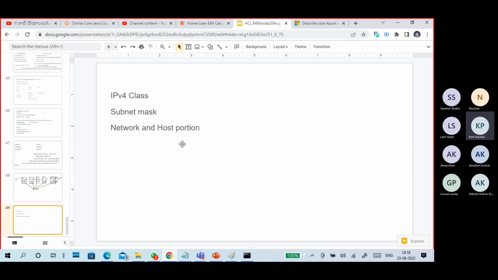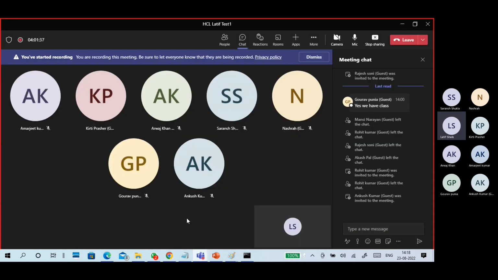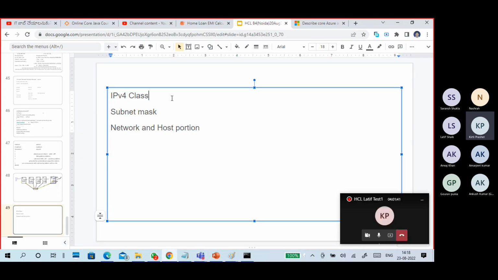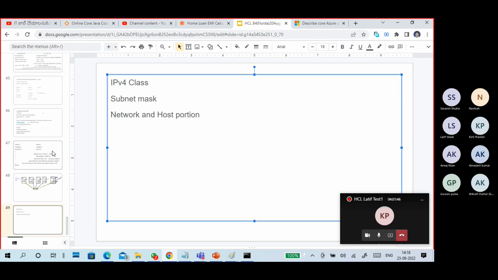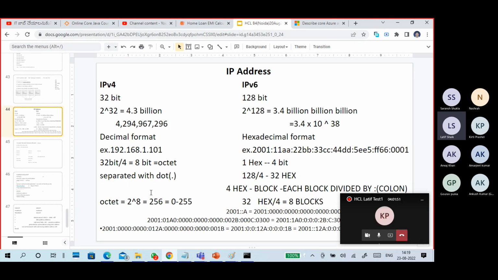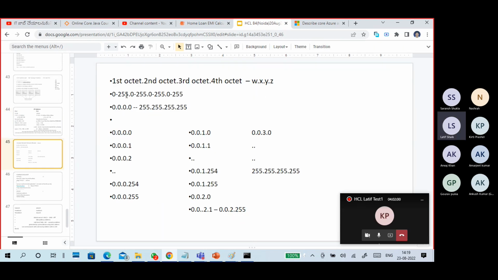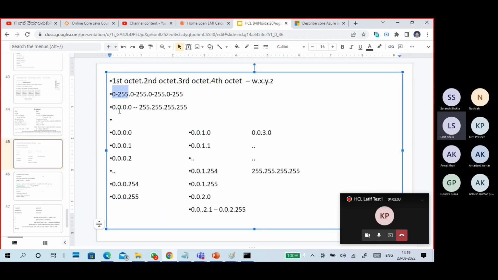What happened? Range, as in the octet, 2 raised to power 8. That is 256, meaning 0 to 255. The octet range is 2 to the power of 8, which is 256, meaning 0 to 255. So each octet is either 0 or at most 255.